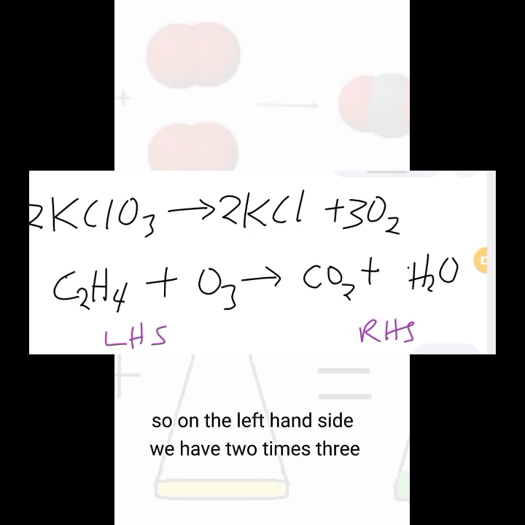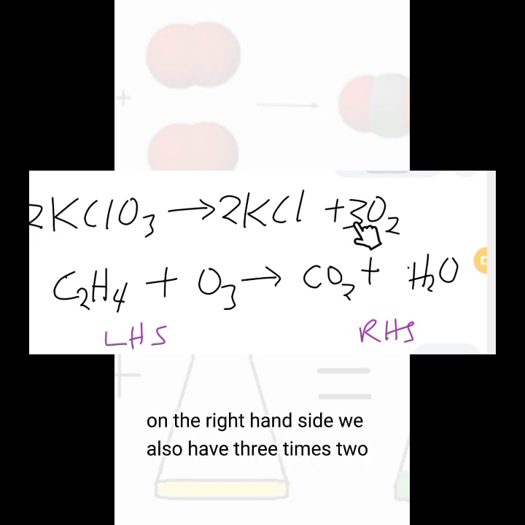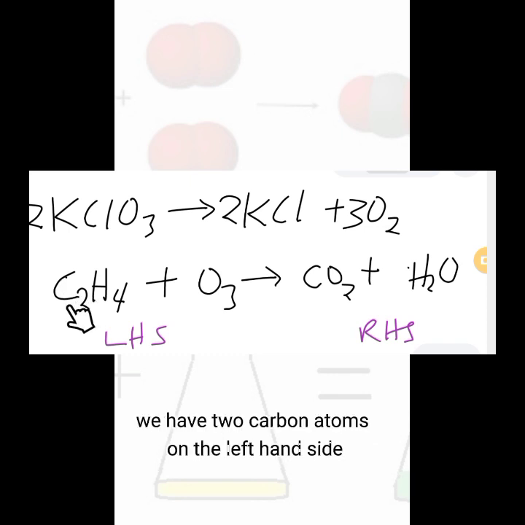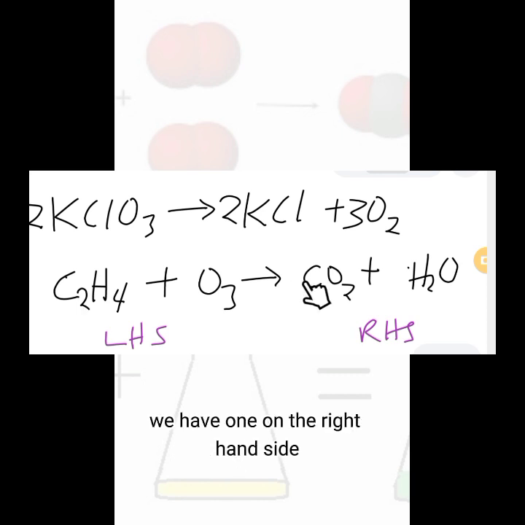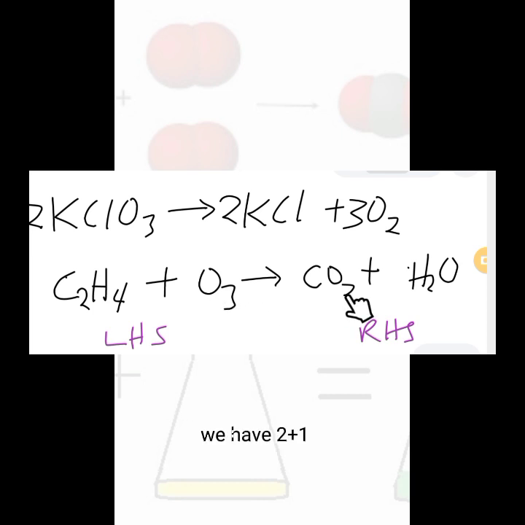So on the left hand side we have 2 times 3 making 6 oxygen. On the right hand side we also have 3 times 2 making 6 oxygen. So this is balanced. Now for the second example, we have 2 carbon atoms on the left hand side, we have 1 on the right hand side, 4 hydrogen on the left hand side, we have 2 on the right hand side, then we have 3 oxygen atoms here, we have 2 plus 1 making 3 on the right hand side. So let's start with the carbon.